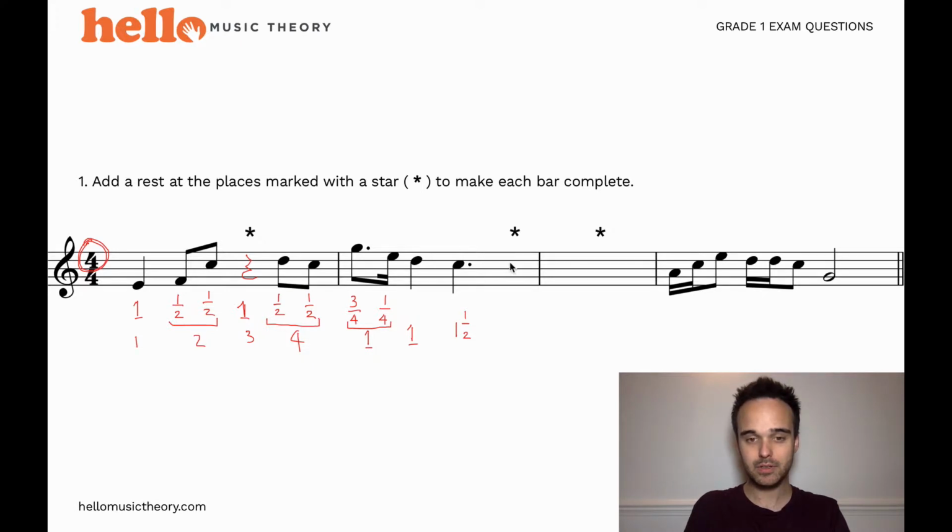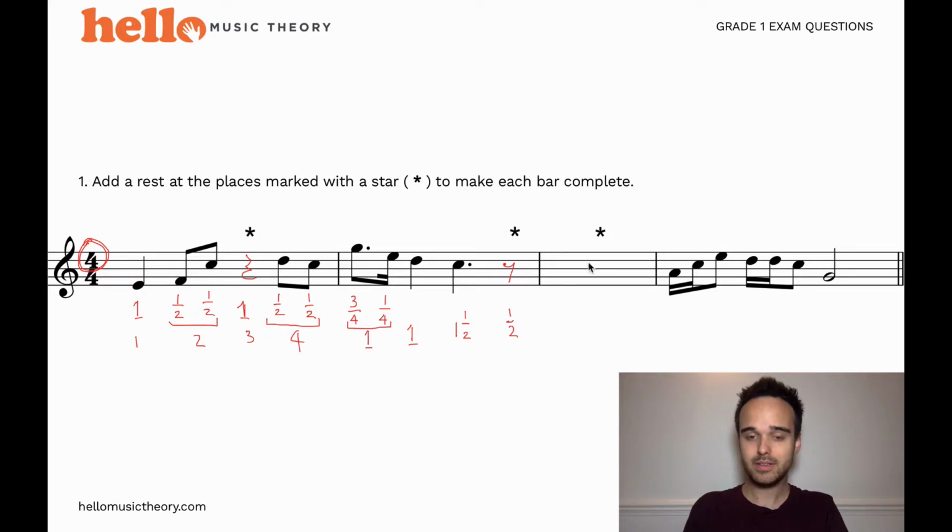Now the rest for half a beat is called a quaver rest, and it looks like this. It's kind of like a small number 7, hopefully you've seen that before, with a little flick on the end. So now we've got half a beat there. And so we've got 1, 2, 3, and then 2 halves equals a whole. We've got 4 beats in that bar, so that one's good as well. So now, on this next bar, we've got a whole bar of silence. We need to put the rest in for a whole bar.